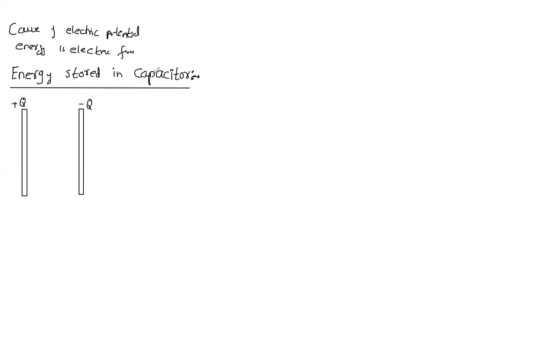So you have a capacitor. The charge on one plate is plus Q. The charge on another plate is minus Q. So these positive and negative plates will interact with each other. Due to this interaction, the system will have some potential energy. That's the first step. In the next step, you're supposed to calculate this potential energy.